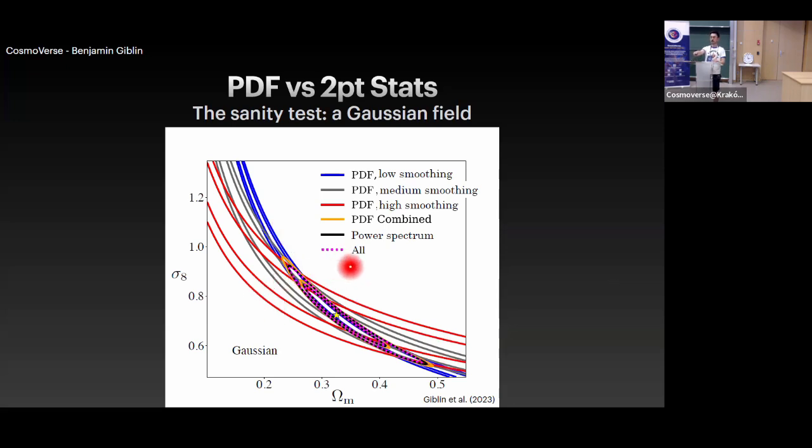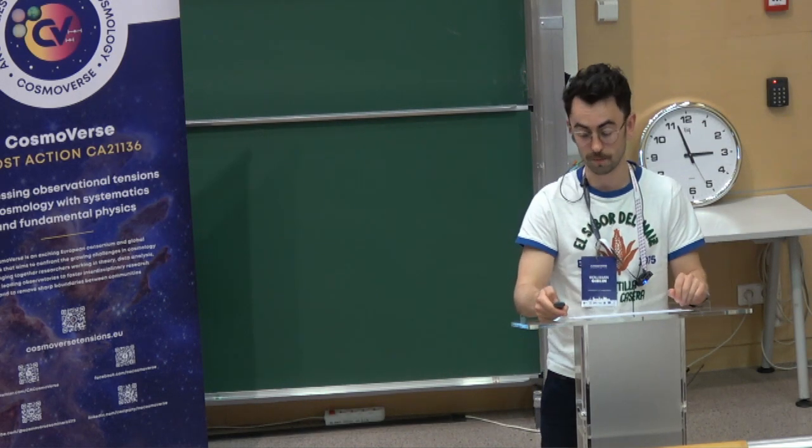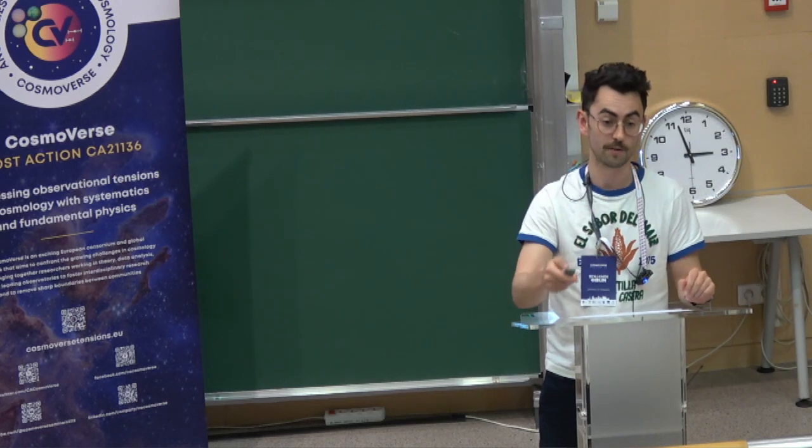And we can also see that from this dashed pink line, which is the combination of all of these statistics. That corresponds exactly with the power spectrum, which shows the PDF does not contain any information that the power spectrum doesn't already contain, because this is a Gaussian field. So this was just a sanity check, all makes sense. Now let's move on to a field which is non-Gaussian.